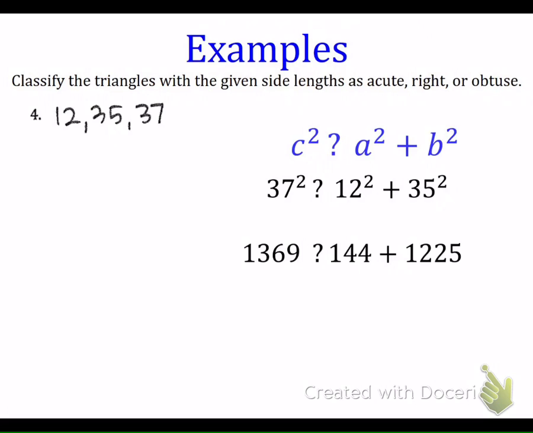What happens? It's equal. So they are equal. If they're equal, what type of triangle am I looking at? A right triangle. That's kind of, like I keep referring back to that. That's kind of our go-to with the Pythagorean theorem. Questions?